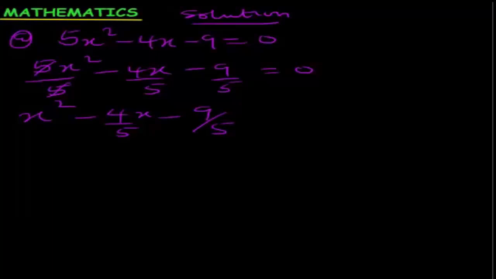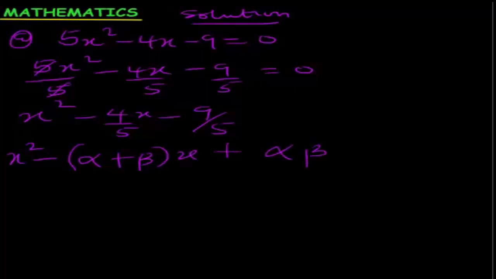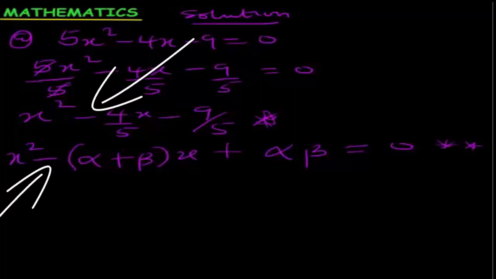Remember the equation I gave you earlier on, that x squared minus the sum of roots, which is alpha plus beta, x, plus alpha beta, which is the product of the roots, equal to 0. From what we are asked to do in the question, we are told to find the sum and product of the roots. So my sum is what? It is alpha plus beta. Now if you compare these two equations here, equation star and equation star star, you find out that you have minus here, you have minus here.